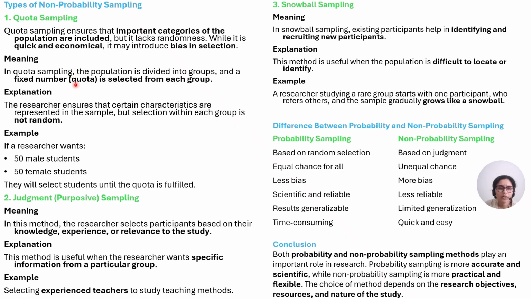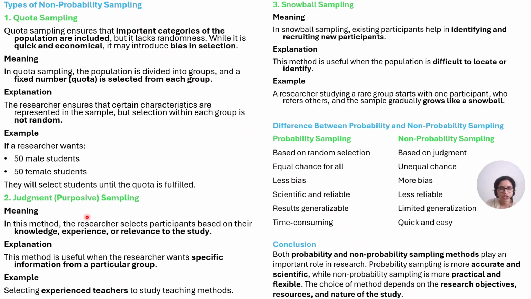In quota sampling, the population is divided into various groups, and a fixed number or quota is selected from each group. The researcher ensures that certain characteristics are represented in the sample, but selection within each group is not random. Example: a researcher wants 50 male students and 50 female students. So he will select students until the quota is fulfilled. From a huge group, he wants 50 male and 50 female. He will personally select each and every one of the 50 male students and 50 female students.